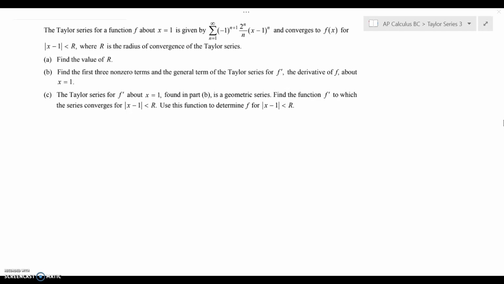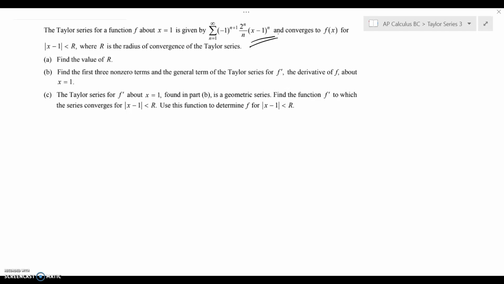So they're giving us a Taylor series and they're centering it about x equals 1. And you can see that, of course, in the actual series itself right there. There's our (x - 1)^n. And they're saying it converges on some set of values: the absolute value of x minus 1 is less than r, where r is the radius of convergence. And that actually becomes part of the focus on this one, which is why it feels a bit different. So find the value of r. They're asking us what's the radius of convergence.